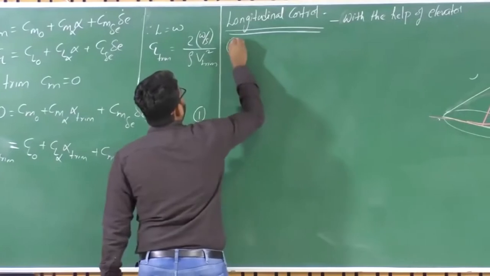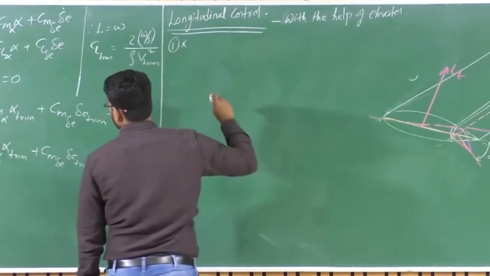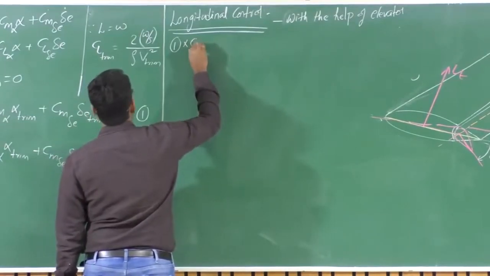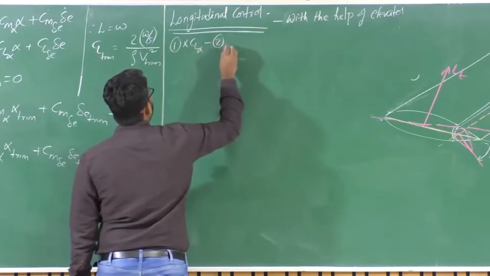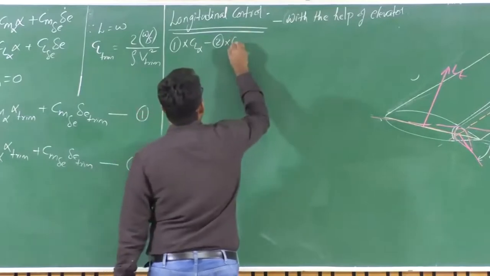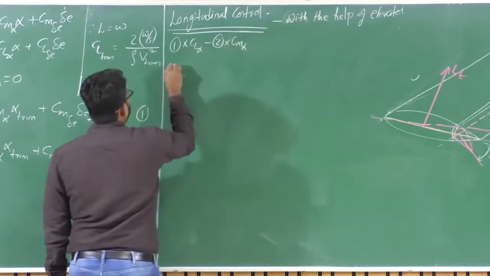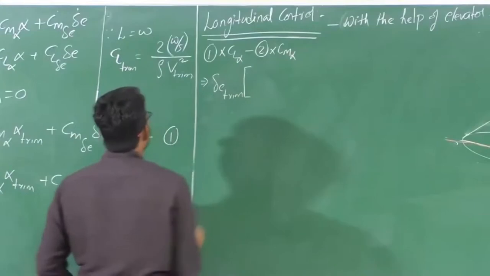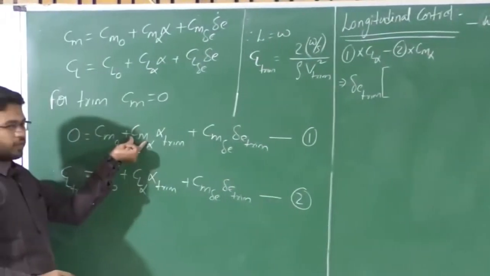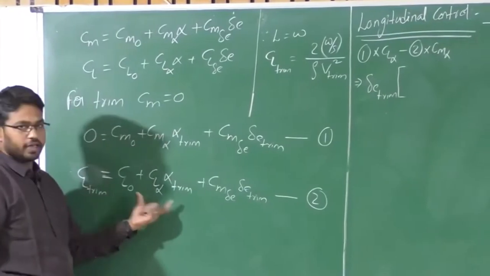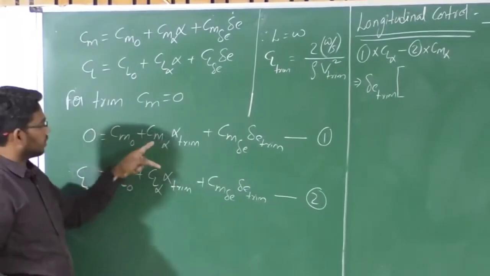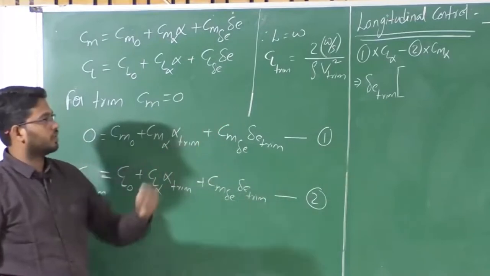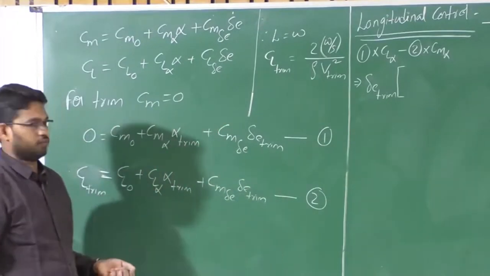So if I want to find out delta E trim in the first place, I multiply equation 1 by CL alpha and equation 2 by CM alpha, and subtract 2 from 1. So that the alpha trim terms get cancelled out, I have this equation with one variable, and I can rearrange the terms so that I can get to know what is delta E trim.